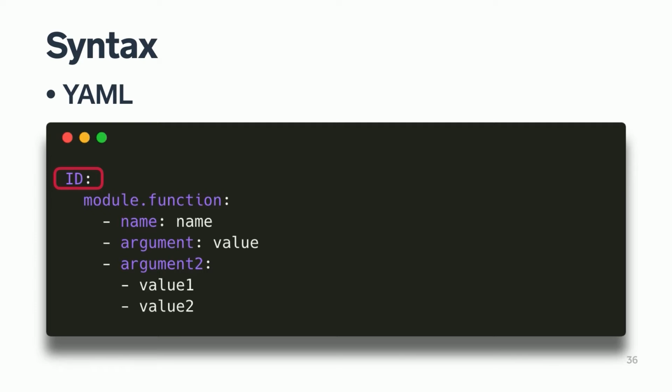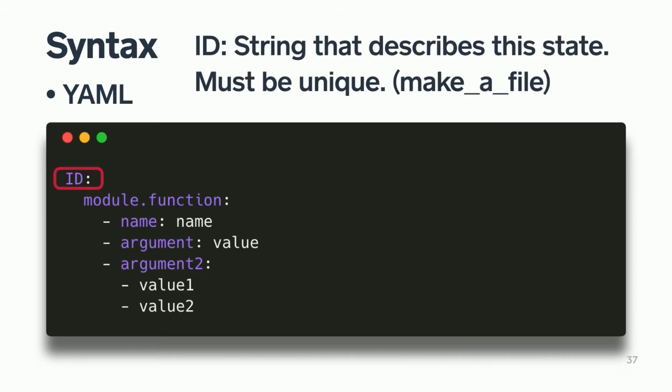So the first one here is the ID. The ID is a unique identifier to describe, in a human readable way, what you're going to do in the state or what it's doing. In this case, we're just going to make a file.